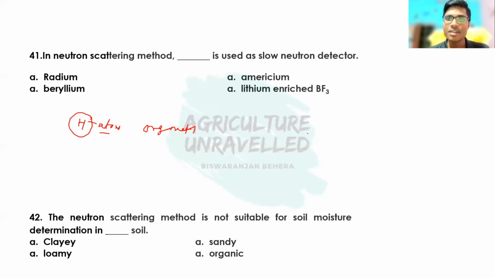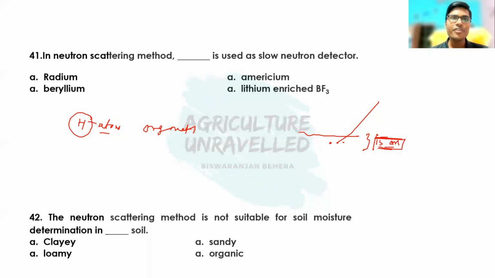And another thing is that, remember, this neutron scattering method is not used in moisture determination of the top 15 centimeter soil. What is the reason for that? Because when this method is used in the top 15 centimeter soil, there is a chance that some of the neutrons may escape from the soil into the atmosphere. So as a result, the reading will be faulty. So this method should not be used in the top 15 centimeter soil.